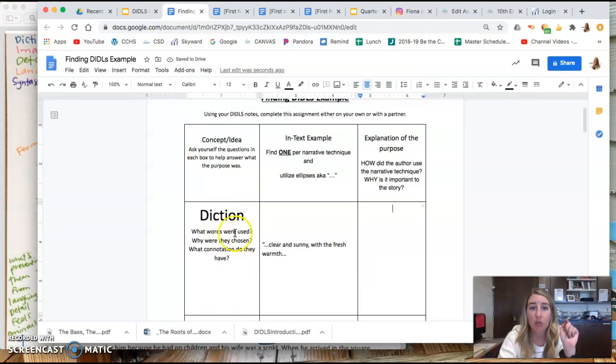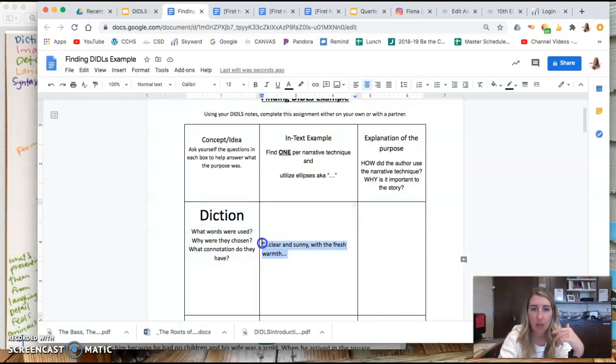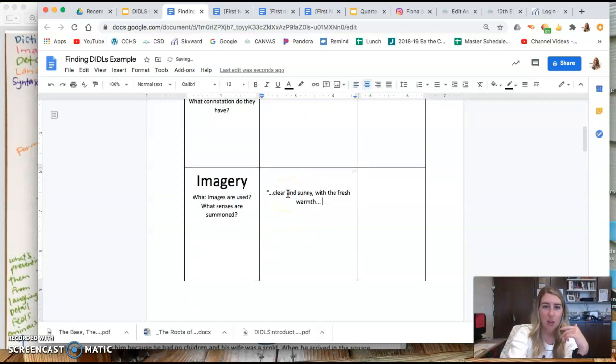And then the purpose. So diction, what words were used and why were they used? Oh, I put that in the wrong one. That's supposed to be imagery. My bad. I'm doing so good at this assignment so far. Okay, so then it asks us why this particular imagery was used. And then you would explain over here in this one.